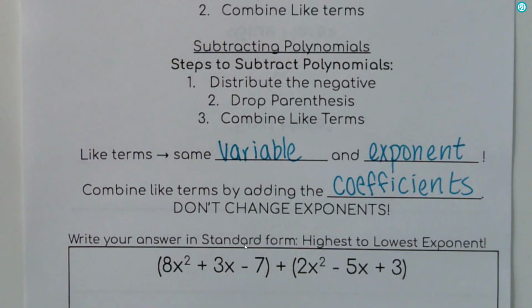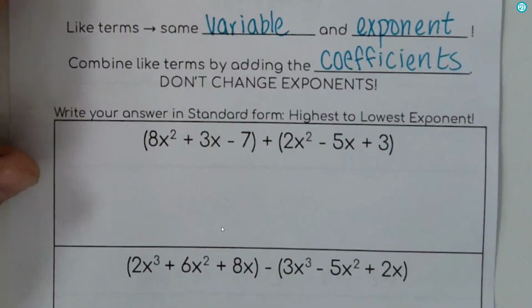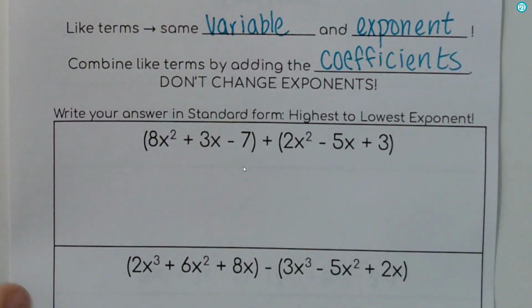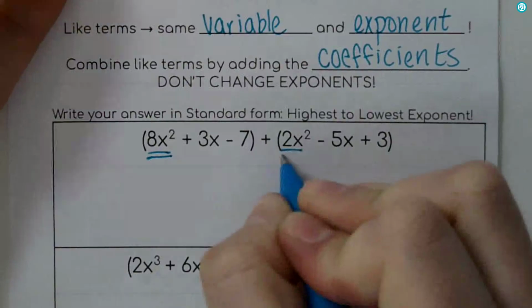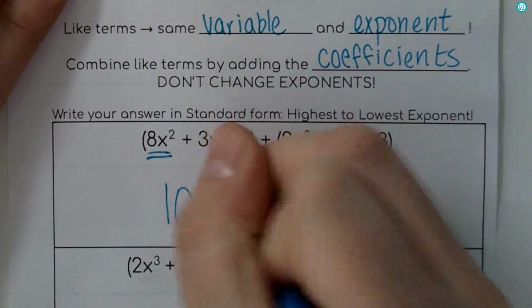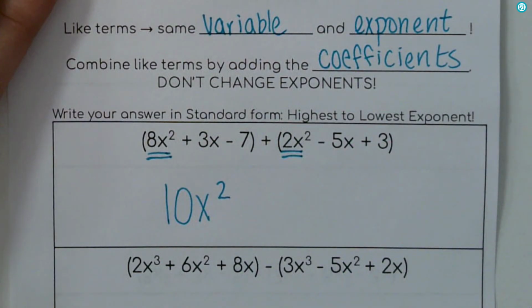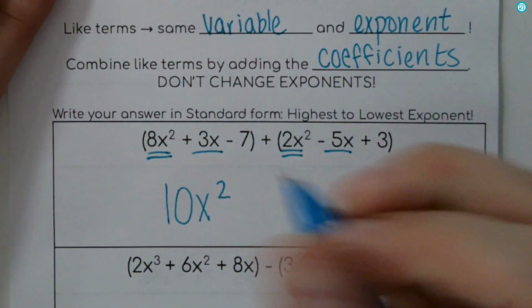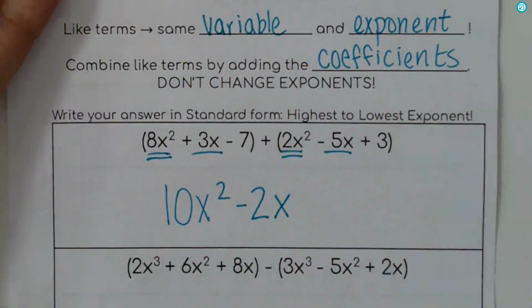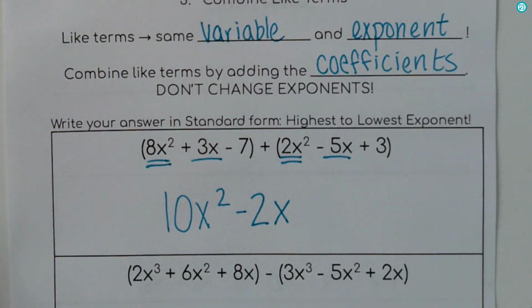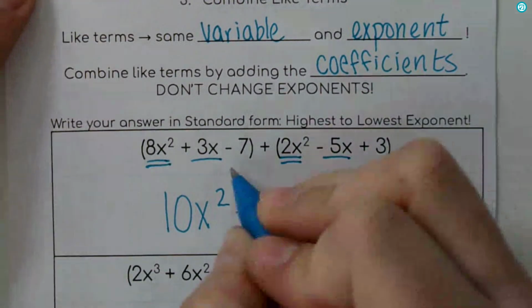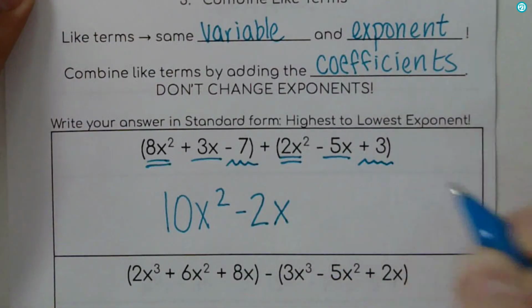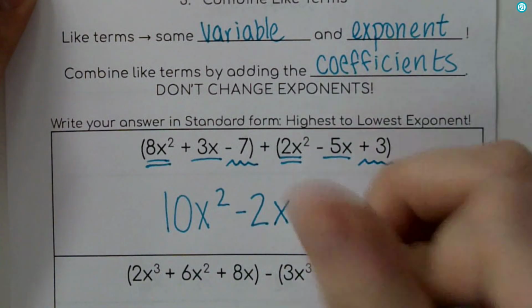Once again, this entire unit, everything needs to be in standard form for your answers. So on these, you have to pay attention. Am I adding or subtracting? The first one I'm adding, so I get to just combine like terms. 8x squared and 2x squared combined together is 10x squared. 3x and negative 5x, 3 minus 5 is negative 2x. And then negative 7 and positive 3. Negative 7 plus 3 is negative 4.